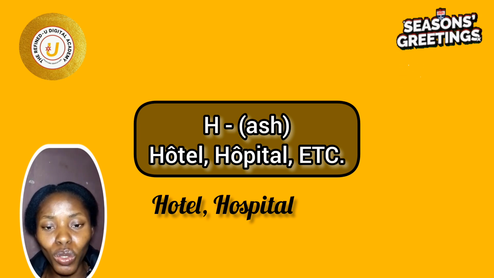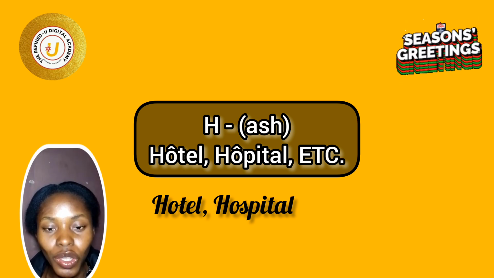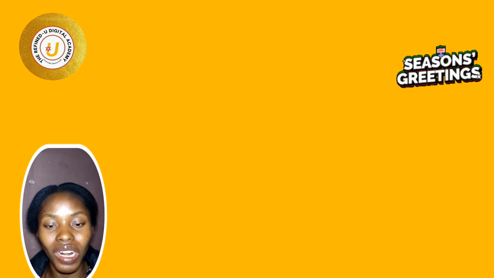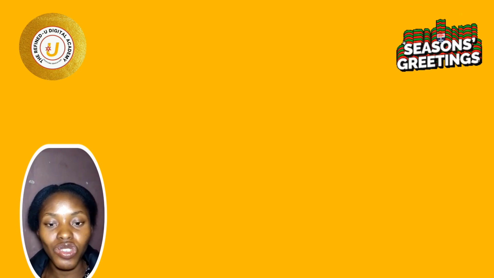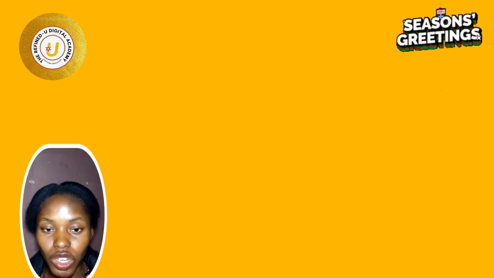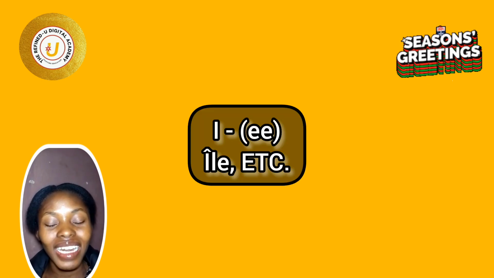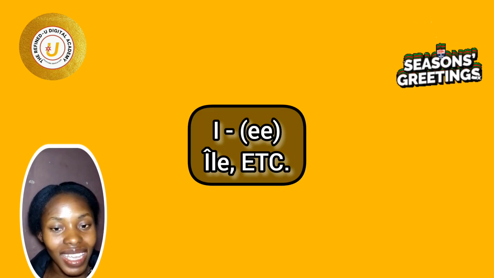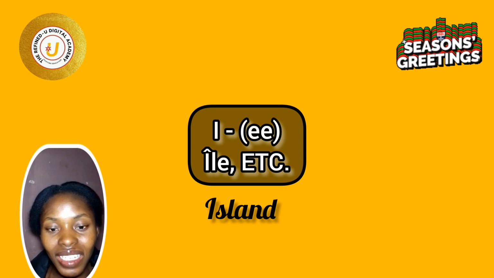That is why you don't pronounce the H in hôtel. So basically your pronunciation is beginning from the O. So H is usually silent in most cases in French. Then now going to the letter I. The letter I is pronounced as I. For example, we have il.